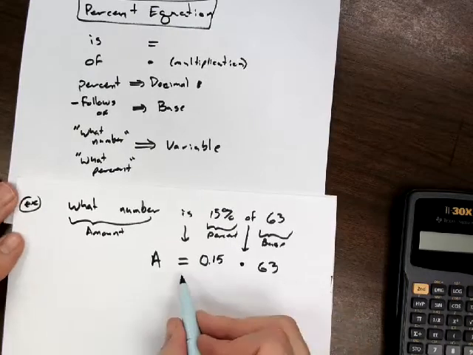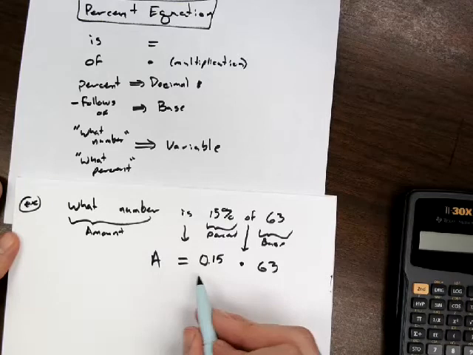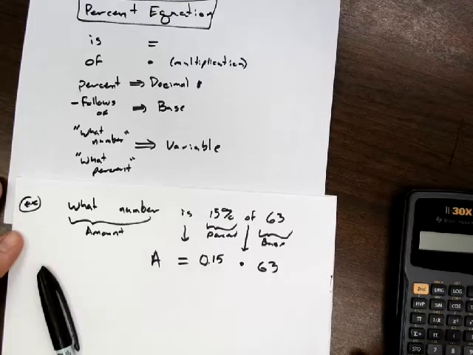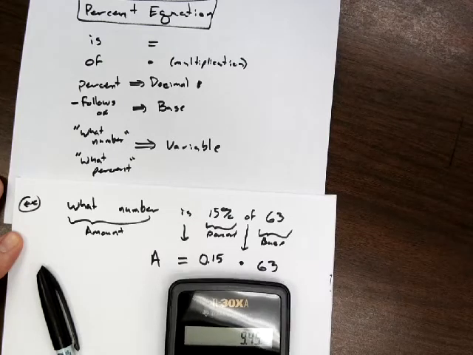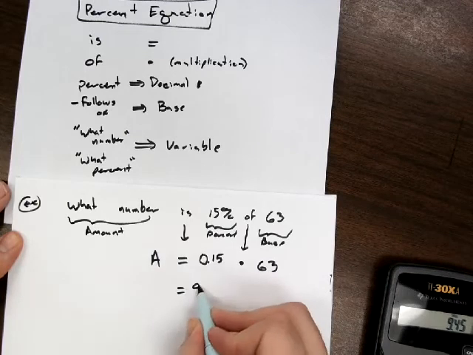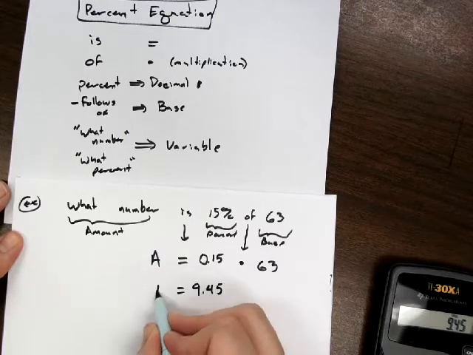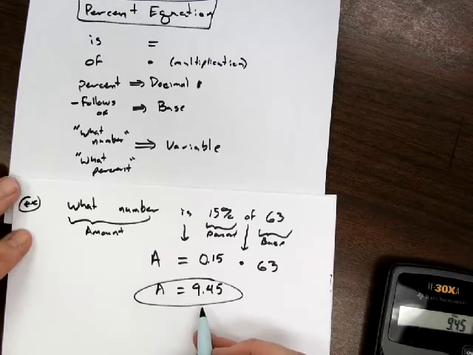Hopefully, this looks like an equation we know how to solve. I've already isolated the variable. All I need to do is multiply. So let's go ahead and do it. What happens when I multiply 0.15 times 63? Now I've got 9.45, and that's going to be our answer. 9.45. What number is 15% of 63? 9.45 is.